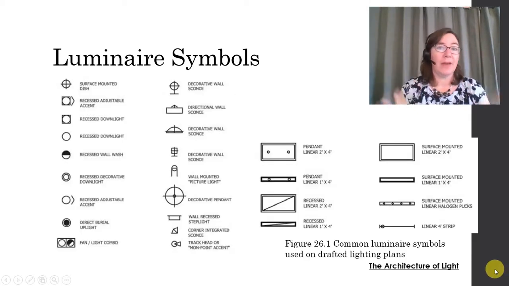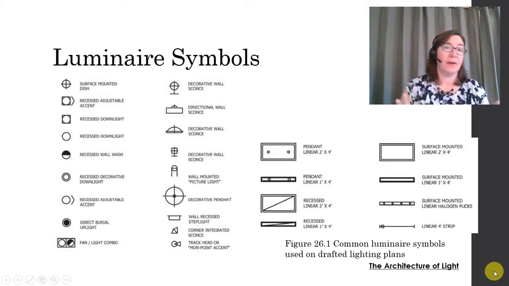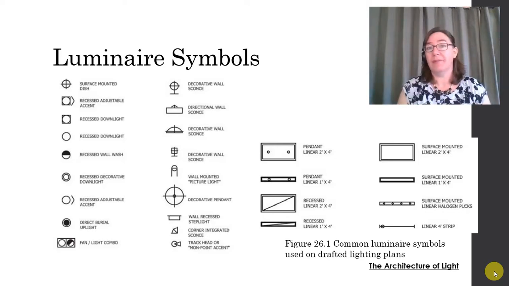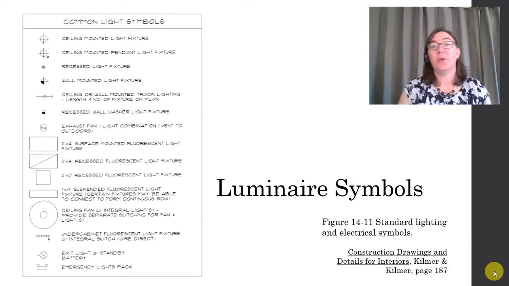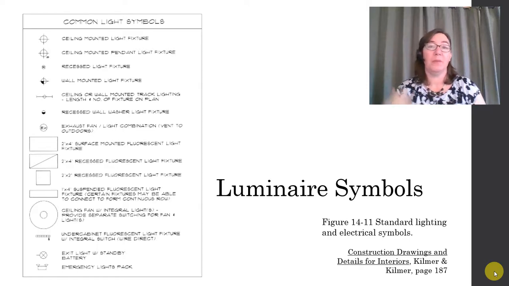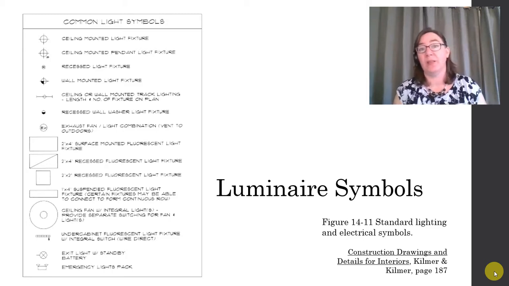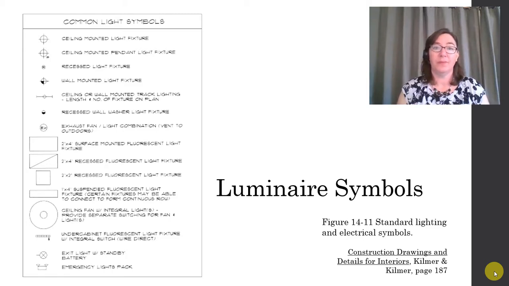Now I'm giving you another look at some of the symbols here from a different textbook, the Architecture of Light textbook. So you have more of these examples kind of in your back pocket. And here's a third source for some of these luminaire symbols coming from another textbook, the Construction Drawings and Details for Interiors. You can see that even within these three sources, there's going to be some variability in how these luminaires are shown.